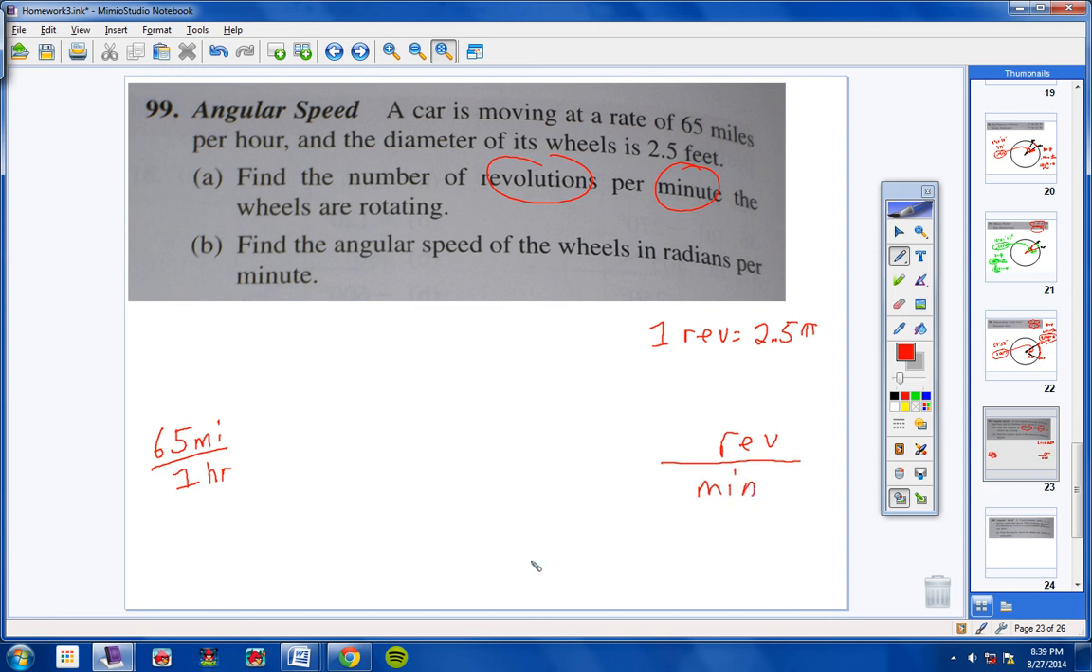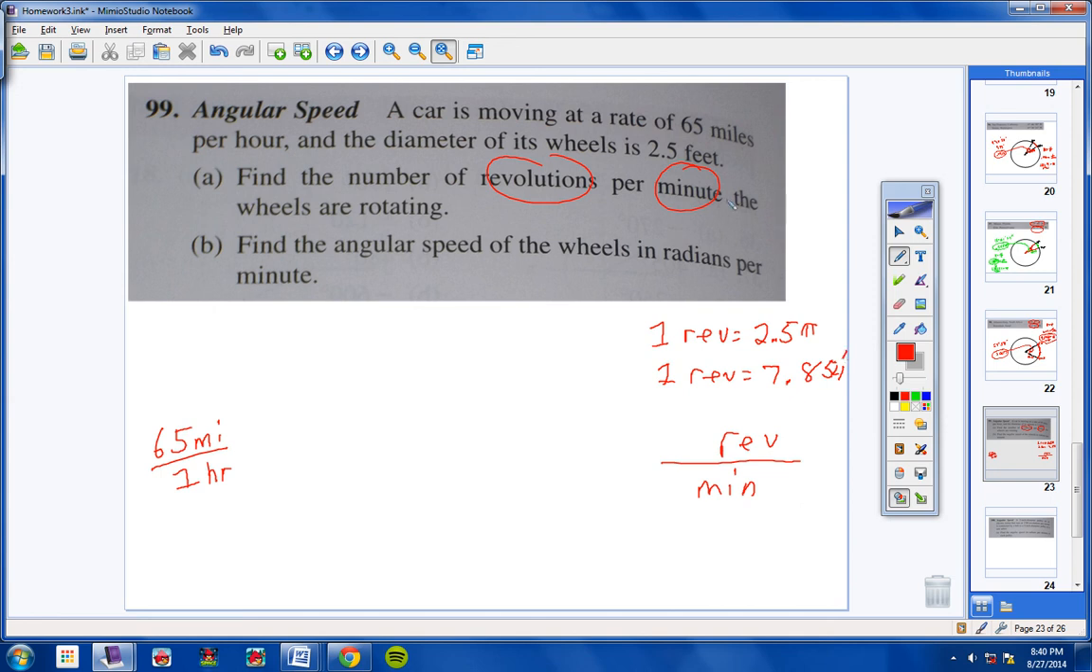Minutes. That's my goal. So here we go. Well, look, if I want to change 65 miles over to revolutions, I better go ahead and type this in my calculator so I can really see this. So 1 revolution equals 2.5 pi, which would be this right here, 7.854 feet. Now, Mr. Earhart, how did you know it was feet?